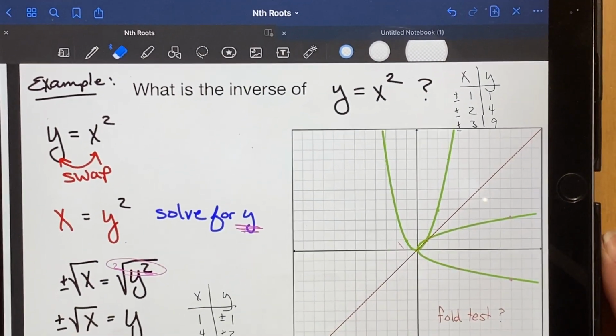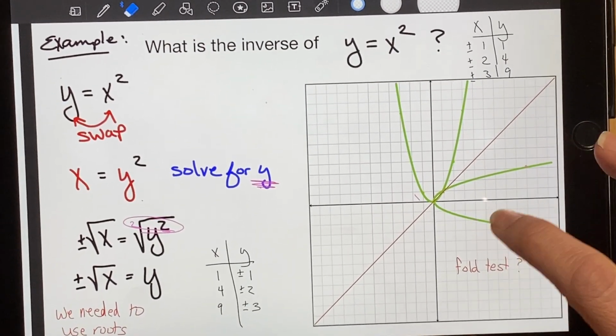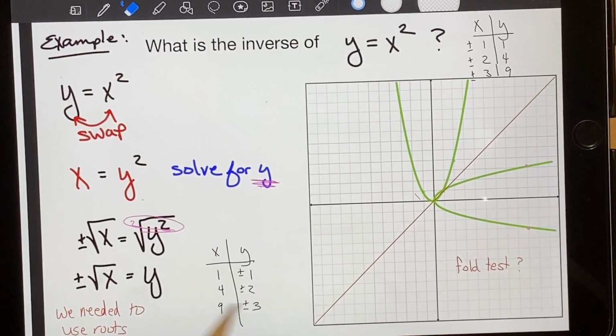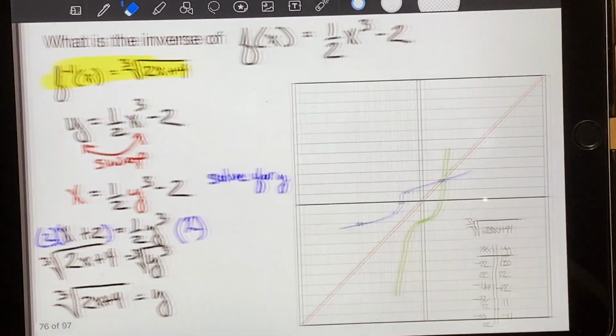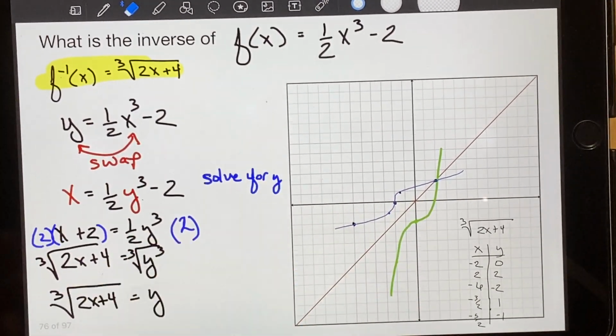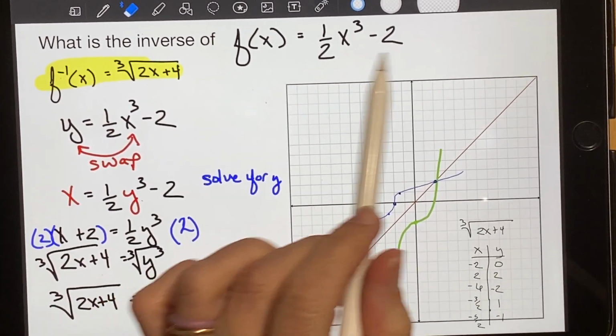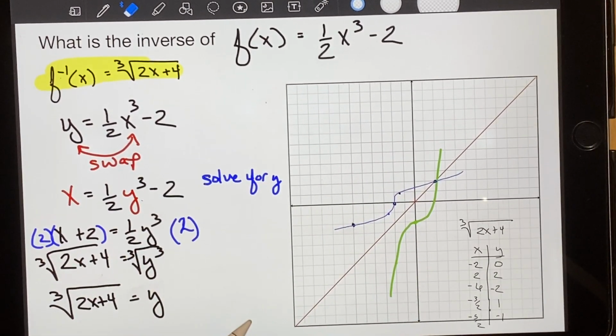Okay, so we're able to use our fold test to see what it looks like. We're also able to use our table in mathematics to tell us what it looks like. Okay, so if we looked at this one, what would the inverse of this graph be?